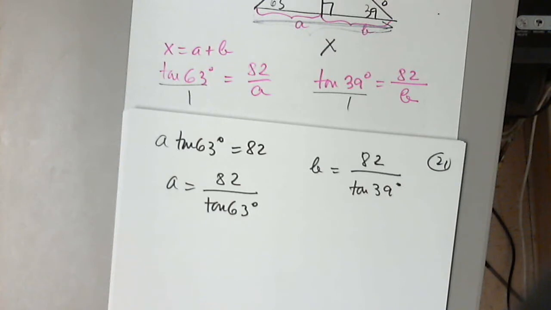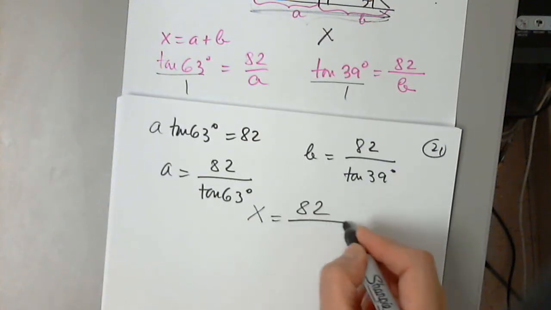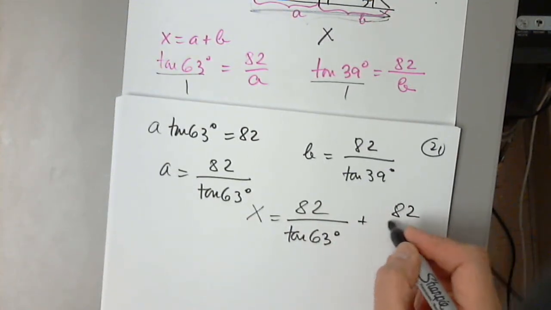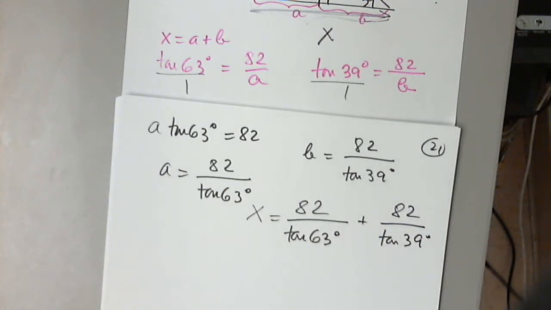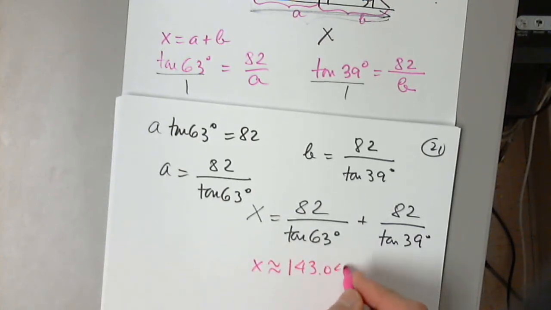Once we determine A and B, we can get x. But I'd rather put it in one step in the calculator as 82 divided by tangent 63 plus 82 divided by tangent 39. Let's stop for a moment. Any questions on this? Do we understand this? Okay, are you okay? I'll put it in one step. So 82 divided by tangent 63, and then plus 82 divided by tangent 39. And press enter. And the answer is x is approximately 143.04.